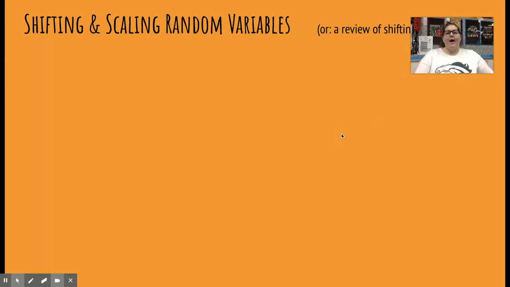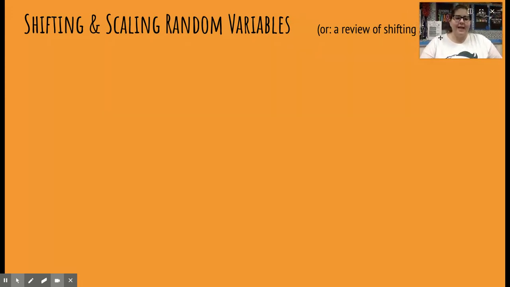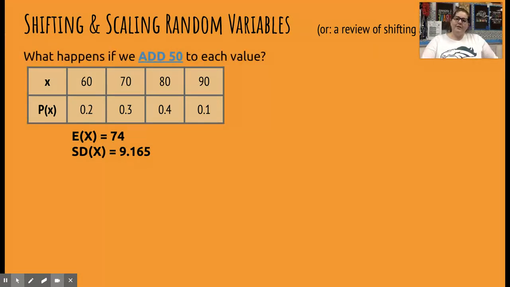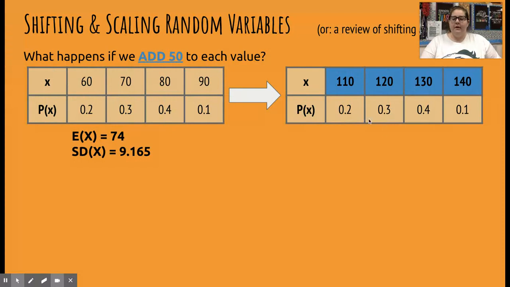So now let's look at what happens when we shift and scale that data. So here's our original table, and there was our mean and standard deviation of that original table. So the question I'm first going to ask is what happens if I were to add 50 to each value in that table? So on the top row, I just add 50 to all of those numbers. So then my table becomes this. My probability stayed the same, but I added 50 to every number on the top row. So the question is, what happens to the mean and what happens to the standard deviation?